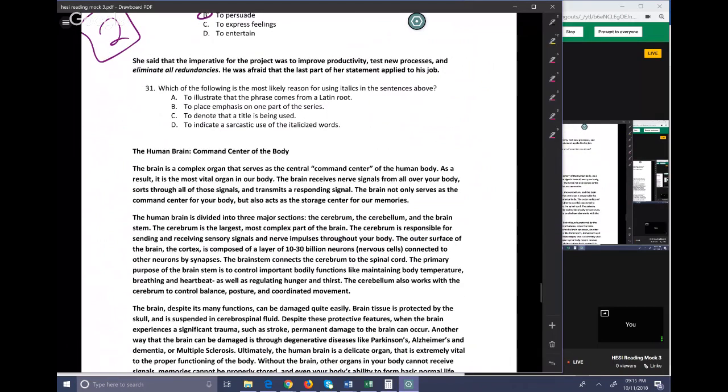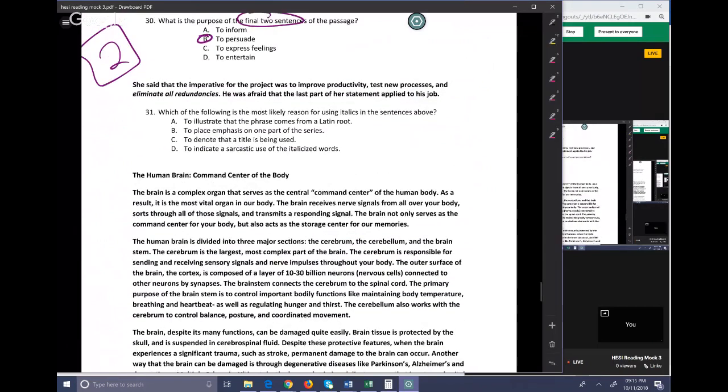This next thing is completely its own thing. She said that the imperative for the project was to improve productivity, test new processes, and eliminate all redundancies. Why is the italic being used? This is primarily from reading one, understanding the way that the author is putting the information together. The italics are to place emphasis. These are always tricky questions. I get a lot of questions on them.